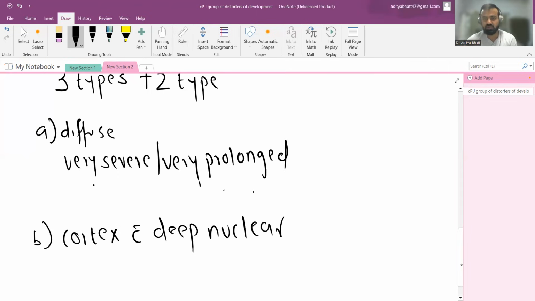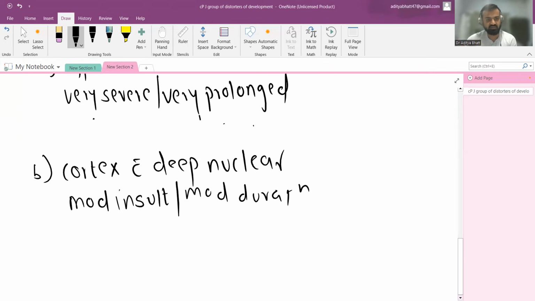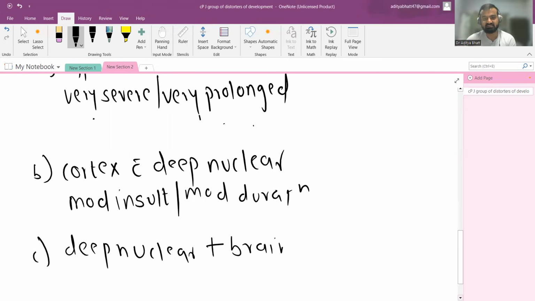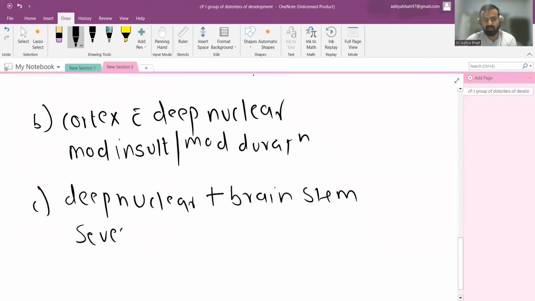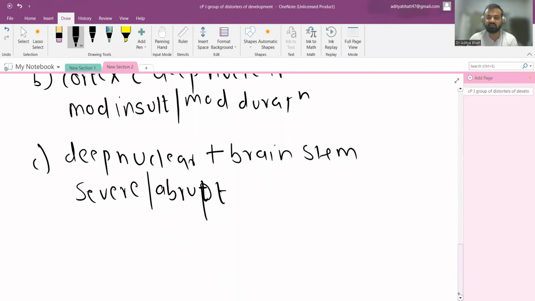In this cortex with deep nuclear pattern, there is a moderate insult with moderate duration. The third type is deep nuclear with brainstem involvement, which is a severe and abrupt or acute insult. So these are the primary three types: diffuse, cortical with deep nuclear, and deep nuclear with brainstem.